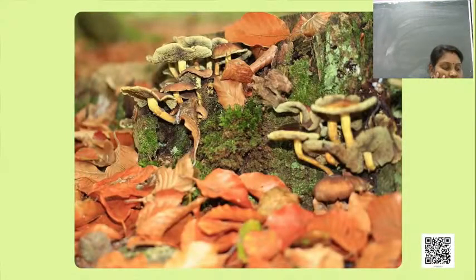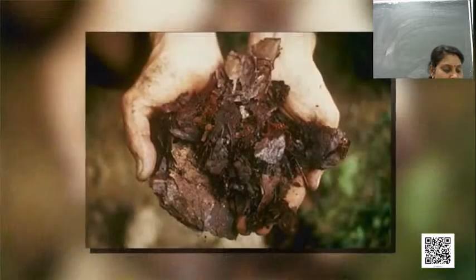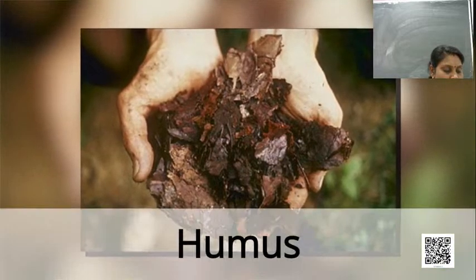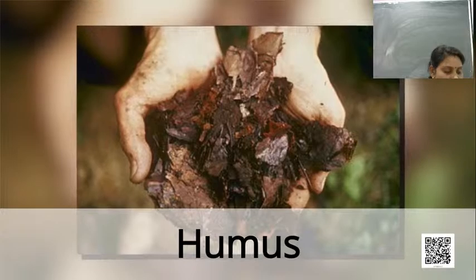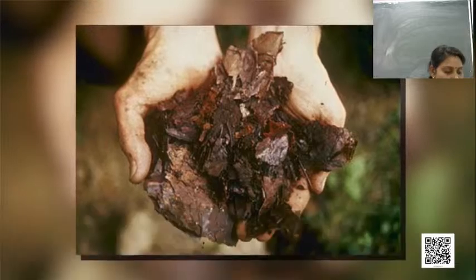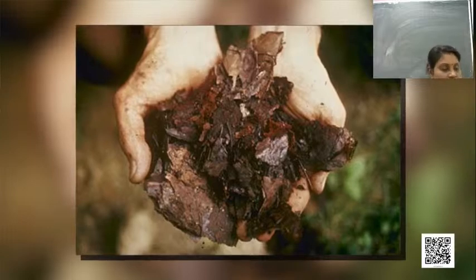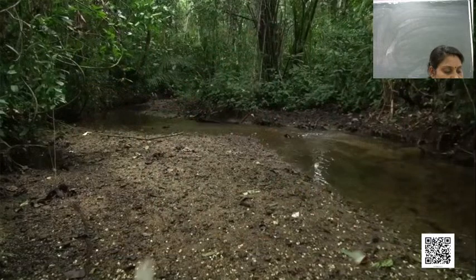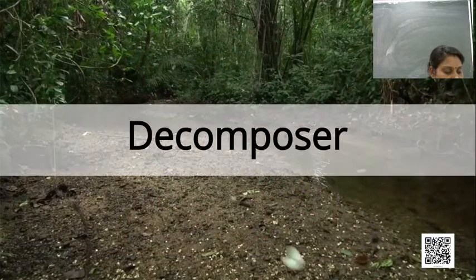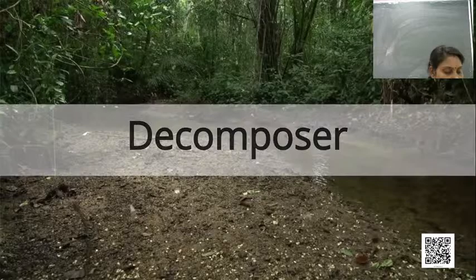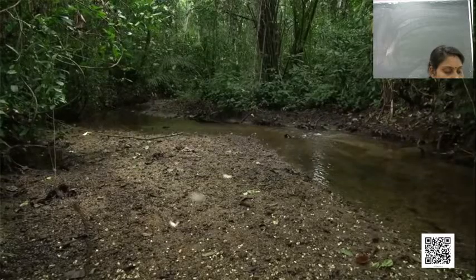Mushrooms and microorganisms feed upon the dead plant and animal tissues and convert them into a dark colored substance called humus. Students, humus is very important for the soil and it increases the soil fertility. The microorganisms which convert the dead plants and animals to humus are known as decomposers. These microorganisms play an important role in the forest.